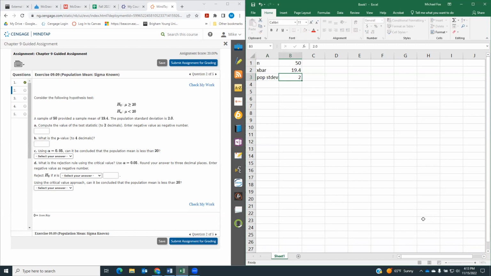That is 2.0. And then we also know that our hypothesized mean, which I call the null hypothesis mean, is 20. So I call it null. You can call it hypothesized mean. You can call it whatever you want, but it's this number that we're testing for, which is 20. So this is the information that we have available to us right now.